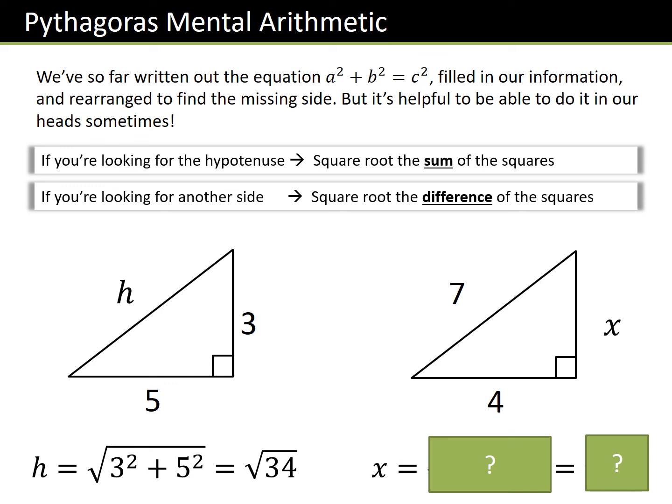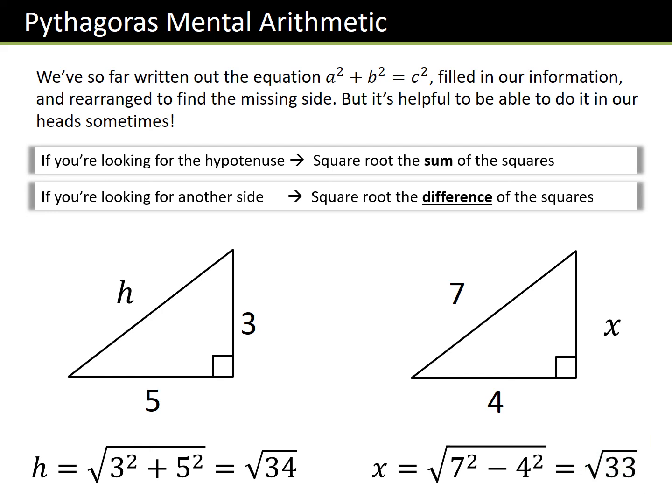So if we look at this one, it is the square root of 7 squared take 4 squared. And the answer is going to be, so it's 49 take 16. I can't reveal my answer. My answer is the square root of 33. So if you want to simplify your workings, again, that's probably the way.